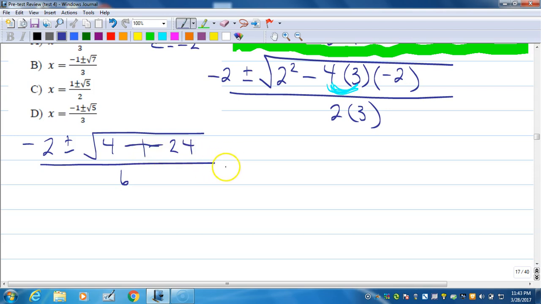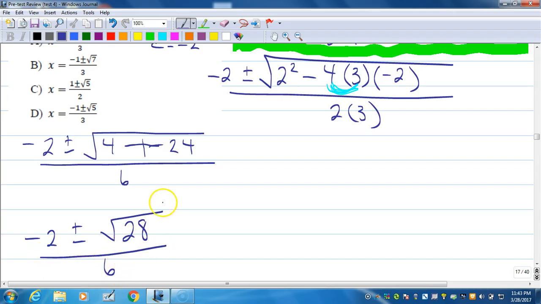Now we'll keep on going. Keep the negative 2, the plus minus. 4 plus 24 is 28 over 6. Now, if you get that far, I'd be ecstatic. But since this is the TSI, and this is a college-ready test, we need to fix this.